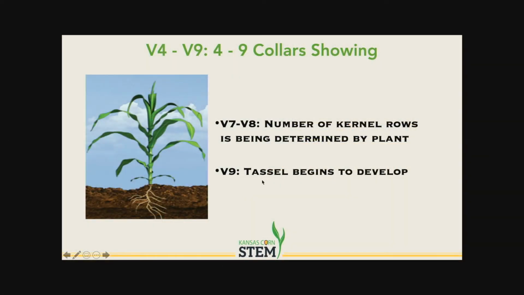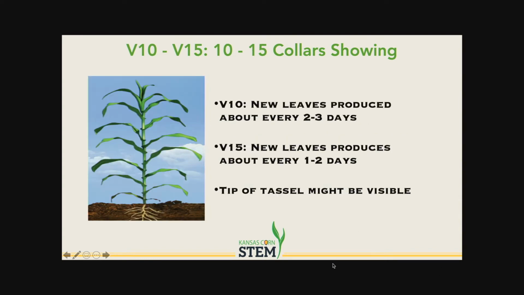And at the V9 stage, we're seeing the tassel begin to develop as well. It's really interesting because it's about halfway through. If we were to pull this corn plant out and cut it down vertically from top to bottom, we could actually see the tassel being formed in the center of that corn plant. We can see it being developed, and then eventually it will rise out.